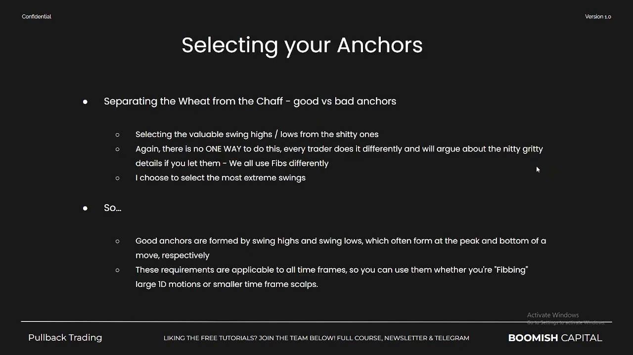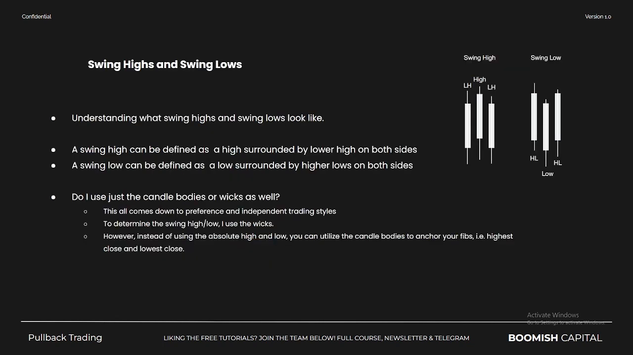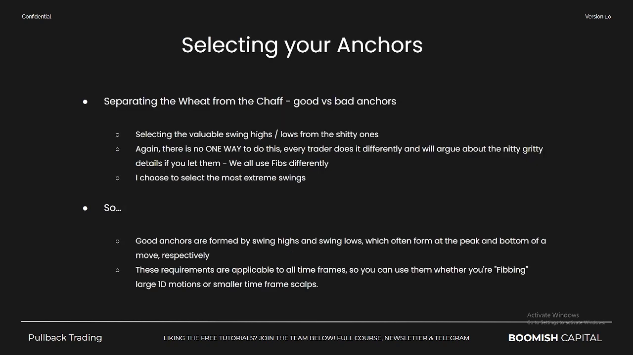So how do you pick good versus bad anchors, or good versus bad swing highs and swing lows as your anchor points to put your low and the high of the Fibonacci tool? And I'll show you guys all of this in practice here in a second so that it gets less confusing. It all comes down to choosing the most extreme ones, and that's how I do it, and that has worked for me. Whether that works for you in practice is a different question.